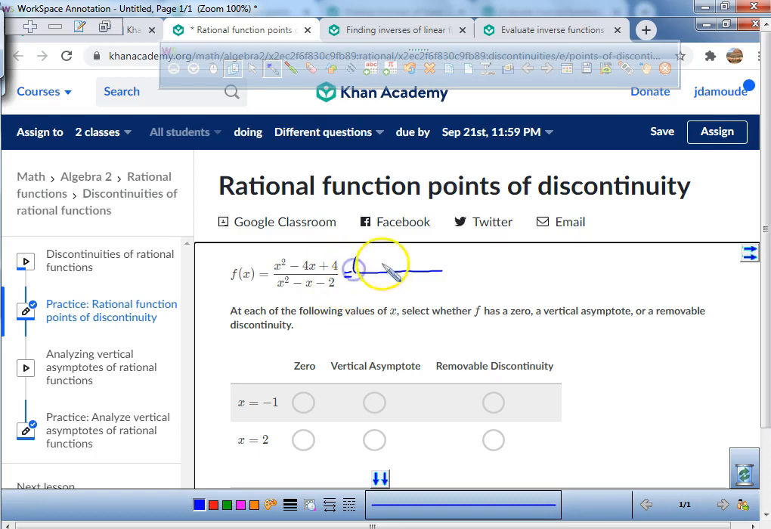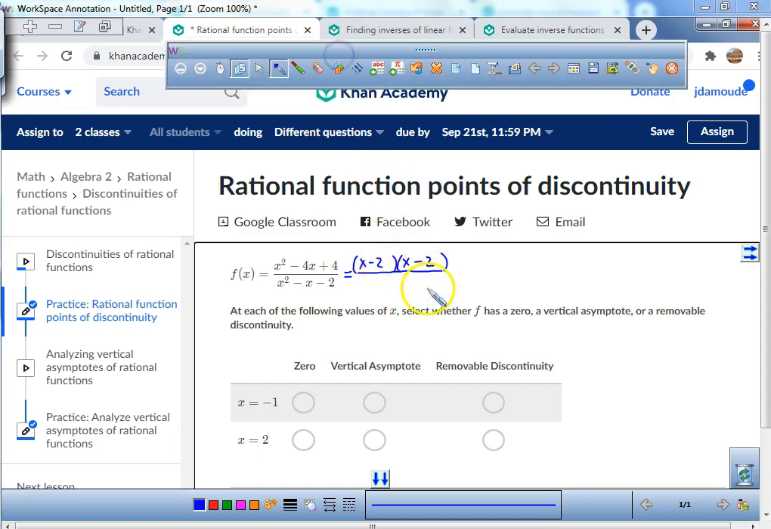So what is x squared minus 4x plus 4 factored? This is what's called a perfect square. It factors to x minus 2 times x minus 2. If you're in pre-cal, you probably know how to factor. Negative 2 plus negative 2 is negative 4, and negative 2 times negative 2 is positive 4.